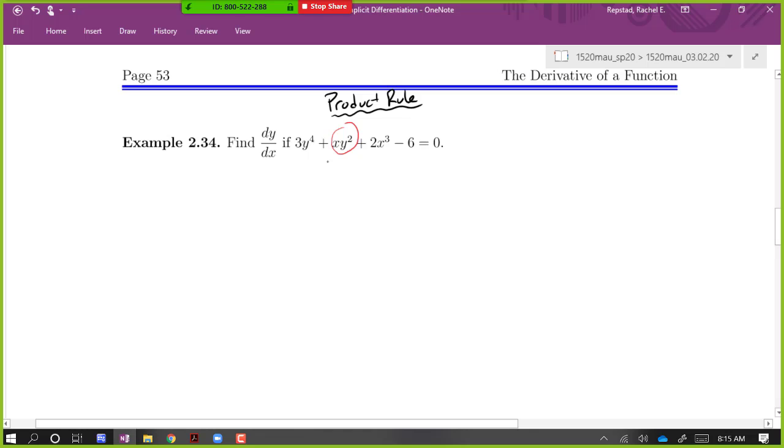So it is a product rule. Look, we're multiplying x times y squared. We're multiplying two things. We think of y implicitly as a function of x, so we're multiplying two functions together, basically. If we set this up, our f function is equal to x. That means f prime is just 1. Our g function is y squared.